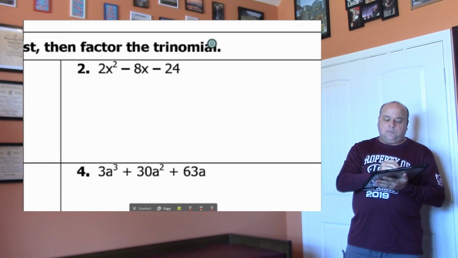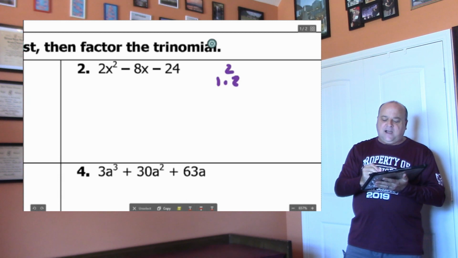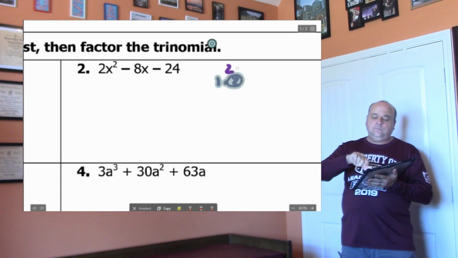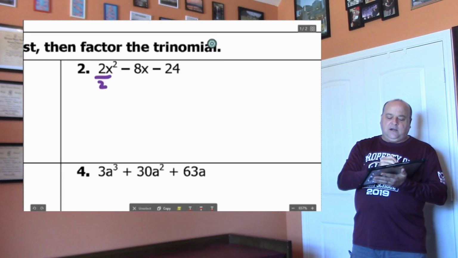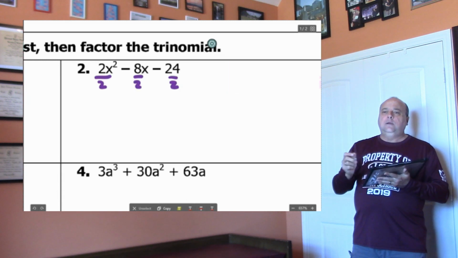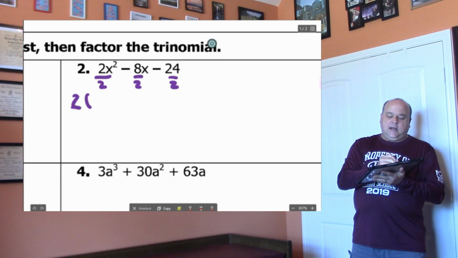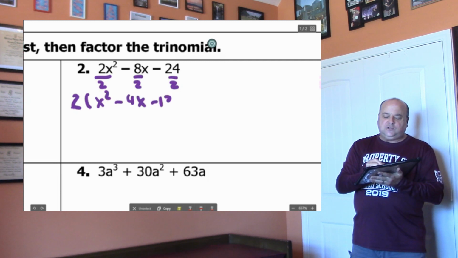On the next one, our smallest number is 2. The factors are 1 and 2. 2 is my GCF in it. Okay? So I'm going to divide everything by 2. So I'm going to pull a 2 out and I'm going to divide. So x squared minus 4x minus 12.